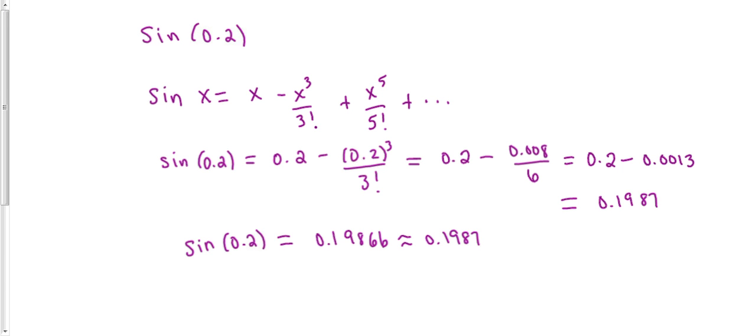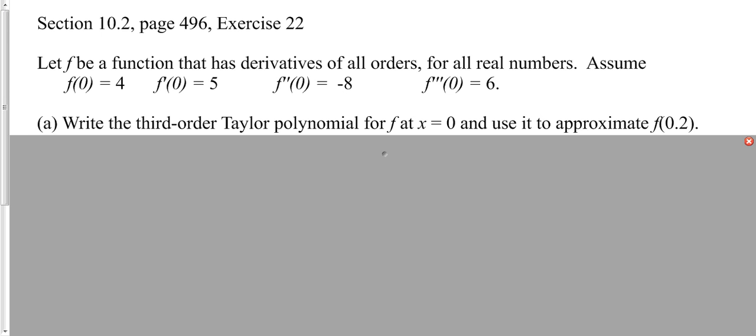Now remember, we talked about how you cannot assume that an approximation is going to work when you get farther away from x equals a. So in this case, we're using the Maclaurin series, so x is equal to 0. And as we get farther and farther away from 0, the approximation probably isn't going to work as well. But this is good to know. So let's go on to the problem.